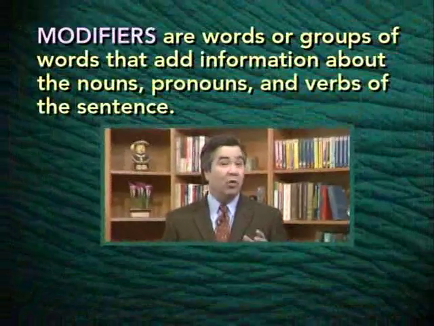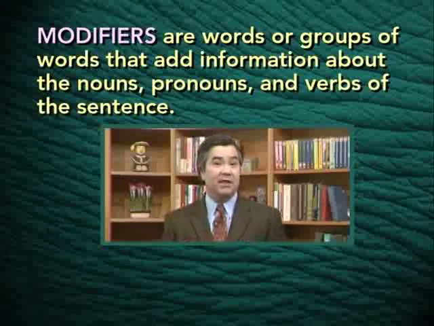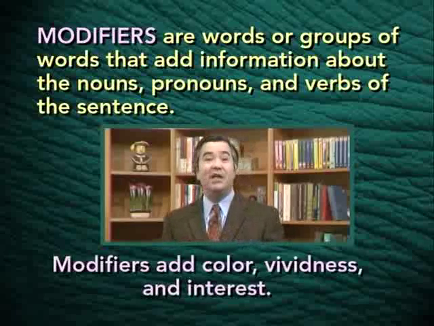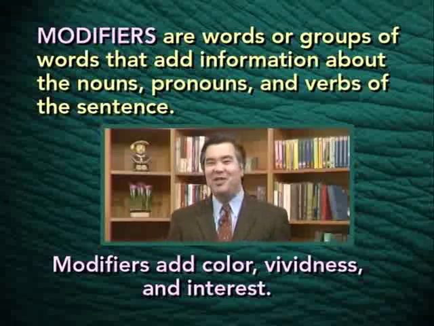In this program, we're going to look at a different part of the sentence. Our topic is modifiers. These are words or groups of words that add information about the nouns, pronouns, and verbs of the sentence. Modifiers give a special spin to the sentence. They add color, vividness, and interest. Think of modifiers as being like the chrome trim, the tinted windshield, and the CD player in your car. They aren't as important as the engine or the transmission, but they make the car a lot more fun to drive. In this program, we'll look at some of the basic principles for using modifiers correctly in the sentences you write. Are you ready? Then let's get started.